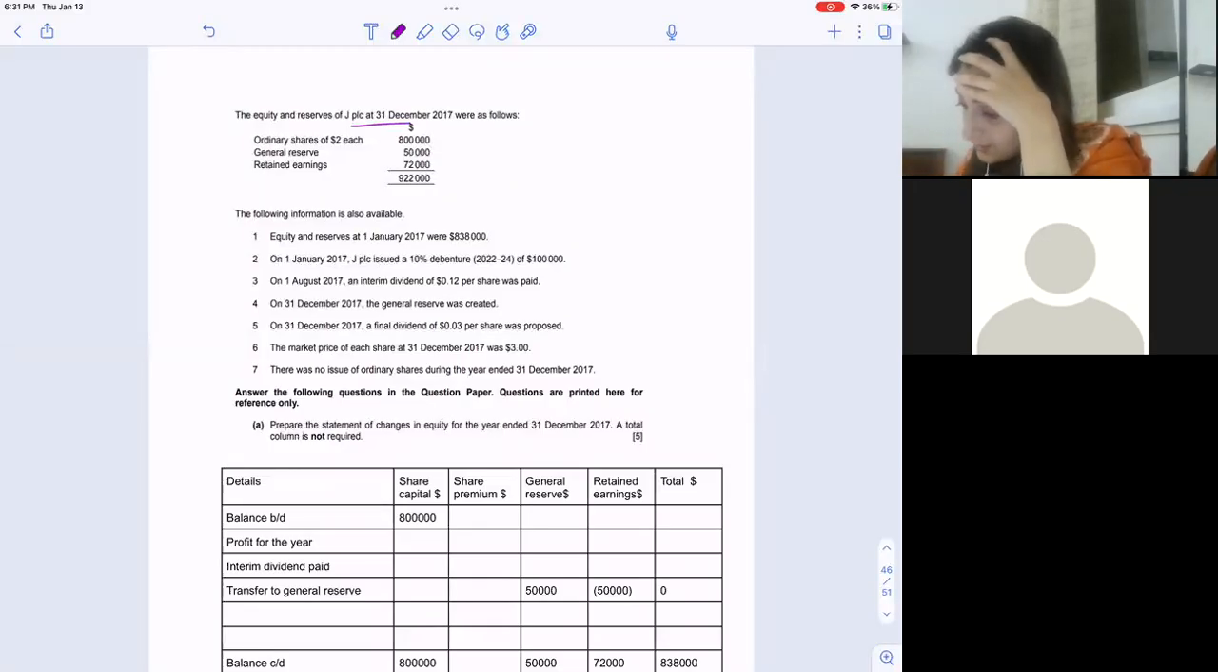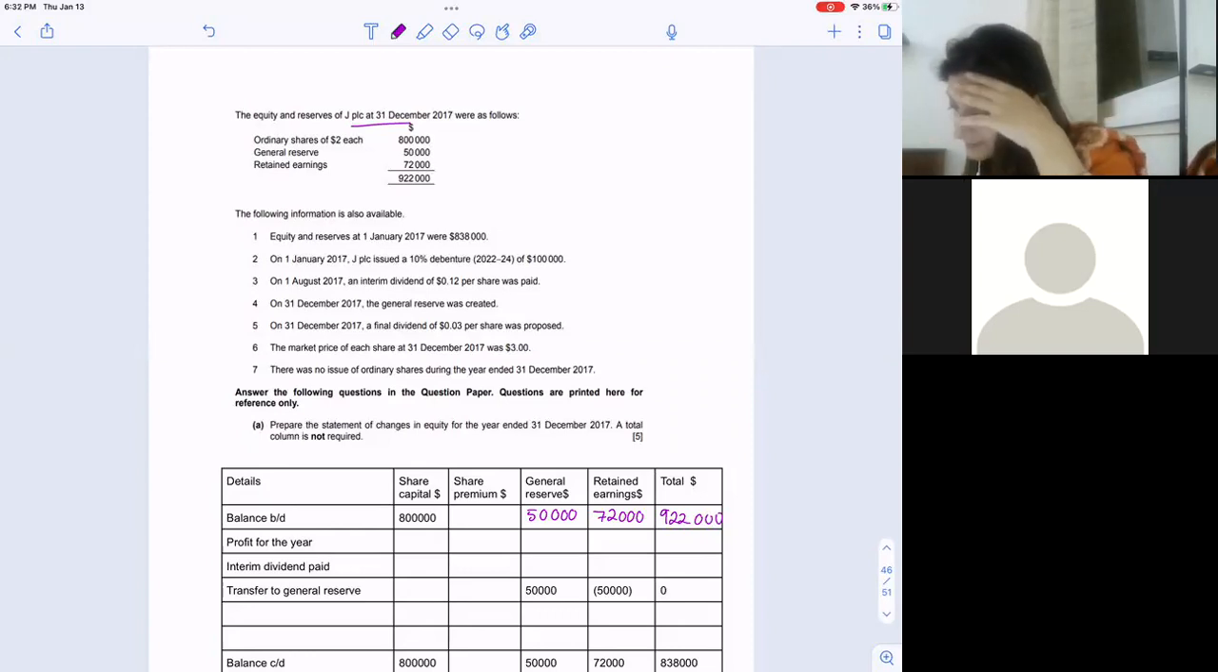Ordinary shares is 800,000, general reserves is 50,000, and retained earnings is 72,000. You do not have a share premium directly put in your total. So it is 800,000 plus 50,000 plus 72,000, and this is giving you 922,000. Are you okay with this?